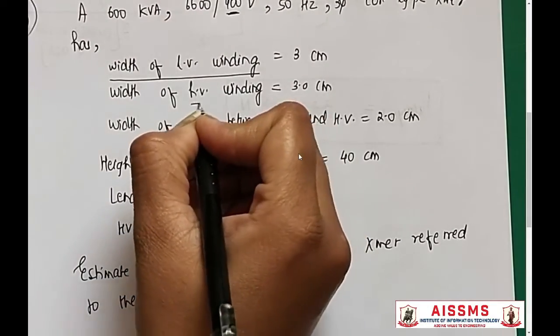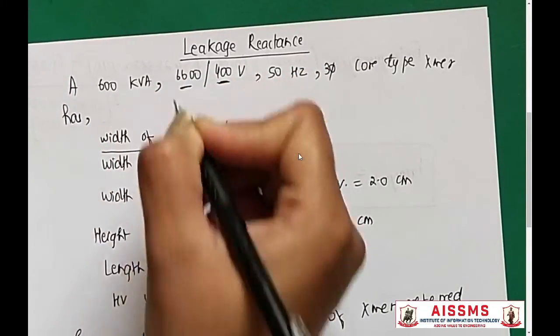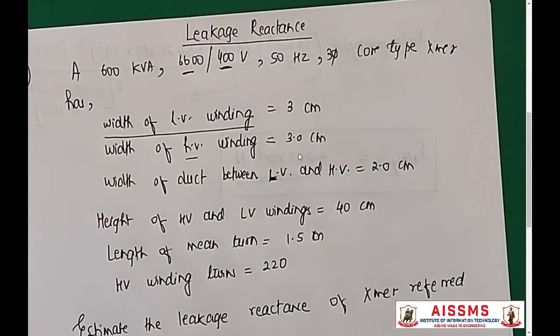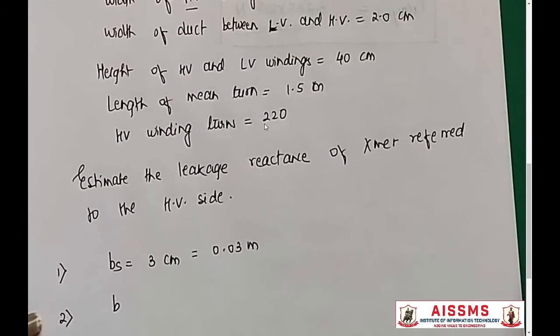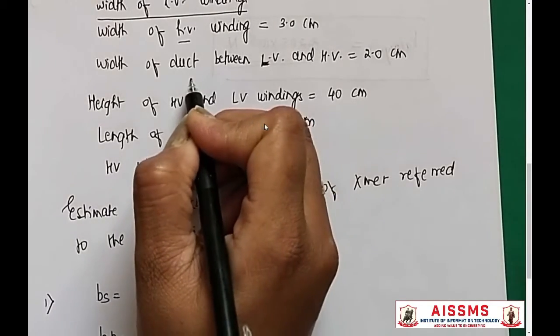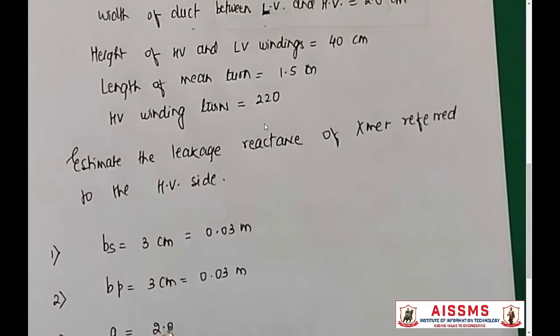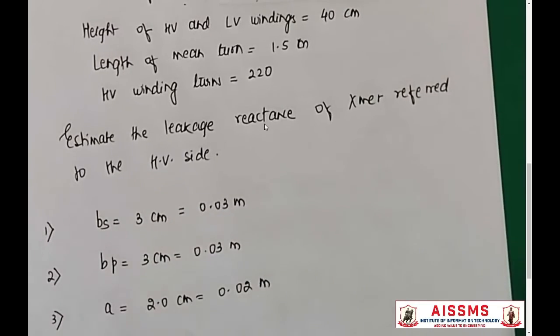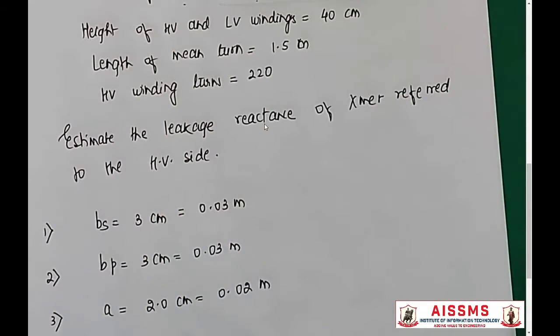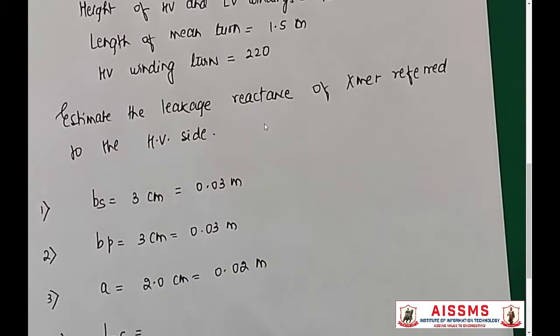Now, width of the HV winding, which is on the primary side, 6600. So the second parameter is BP is equal to 3 centimeters again, which is 0.03 meters. Width of duct between LV and HV winding, the symbol is small a, which is again 2 centimeters, so it comes out to be 0.02 meters. Height of HV and LV windings is denoted by capital L subscript C, which is 40 centimeters, so it will be 0.4 meters.